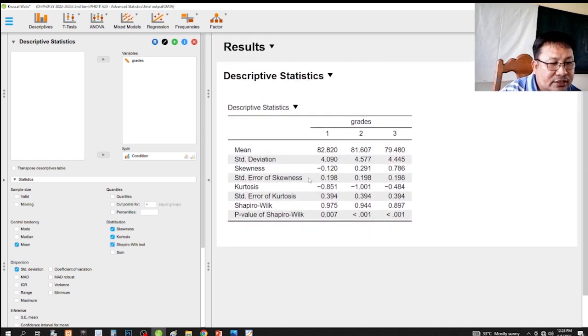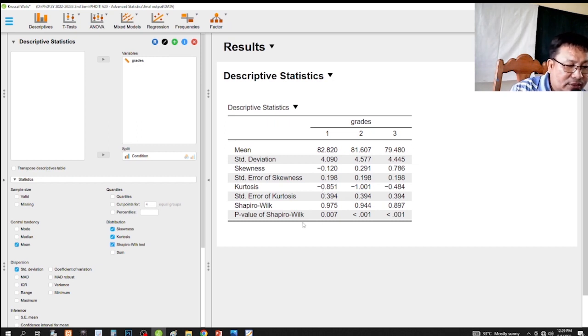As we can see here, the skewness is negative for condition 1, negative 0.120, and positive on conditions 2 and 3. So the skewness indicates that there is no symmetry in all of the variables, that the population is not normally distributed. The kurtosis also shows a negatively skewed graph, so it means that there is no normal distribution among the population.